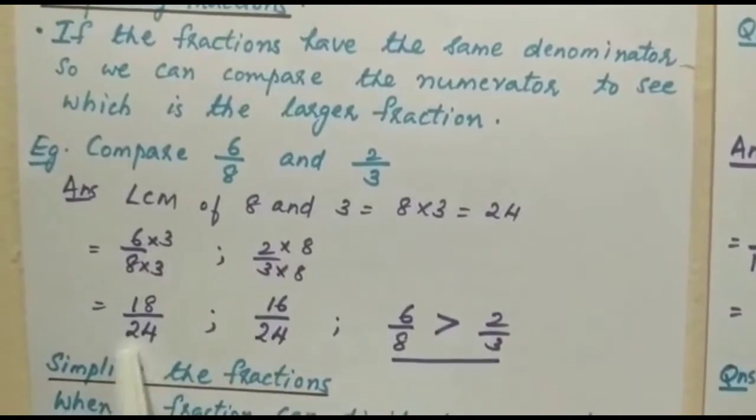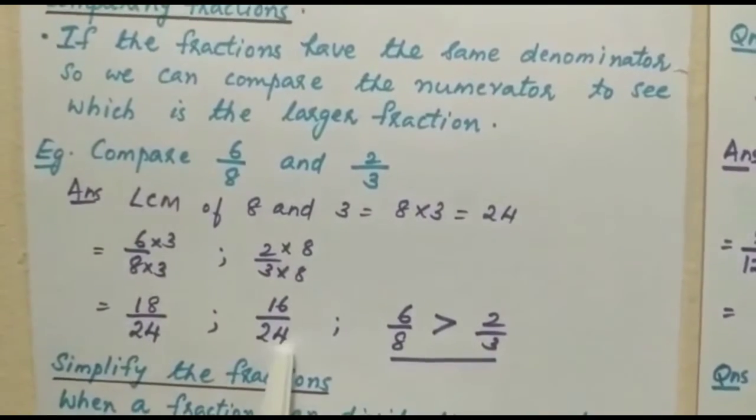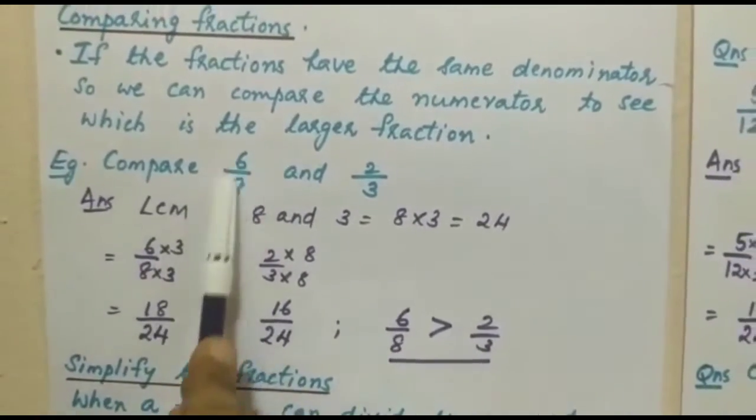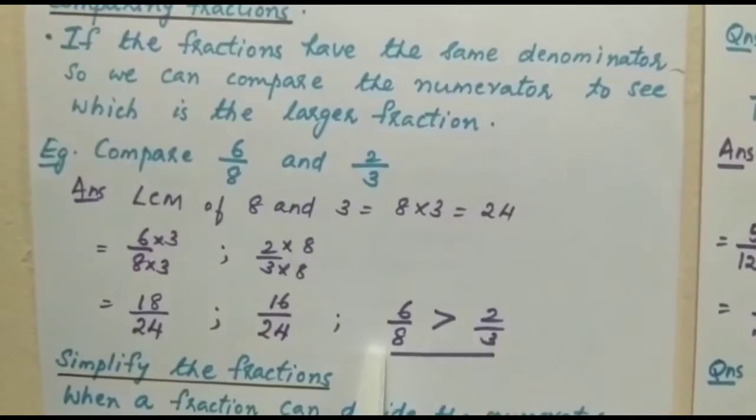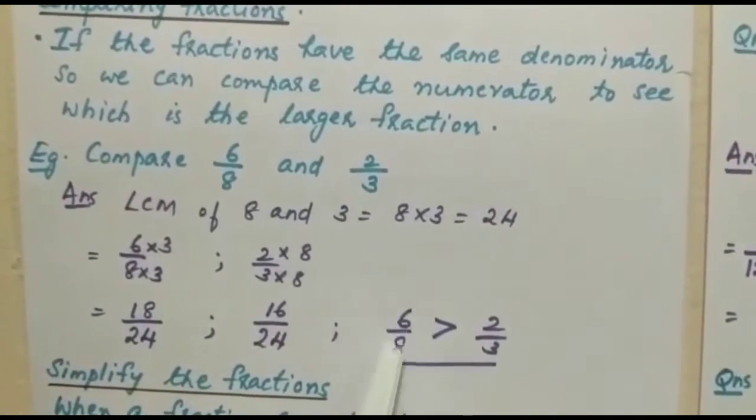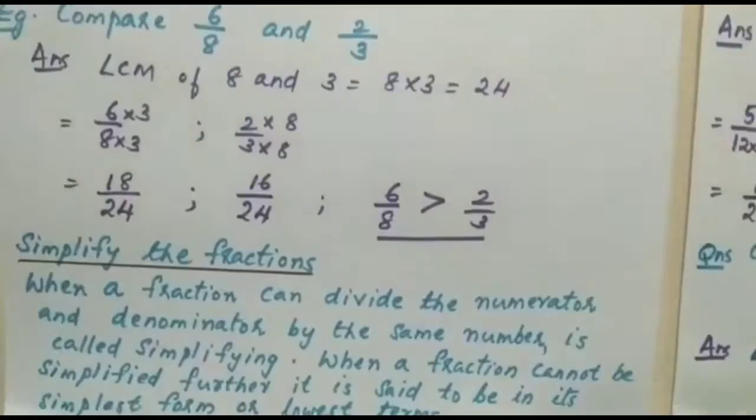So now these fractions we have to compare. The denominators are the same. So 18 is a bigger number than 16. So 6 by 8 is greater than 2 by 3. The greater than symbol shows the bigger number. So 6 by 8 is greater than 2 by 3.